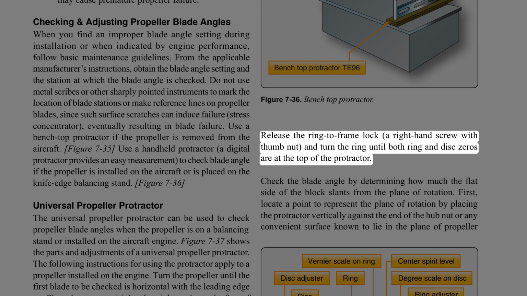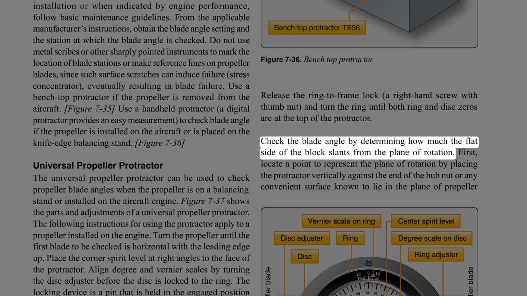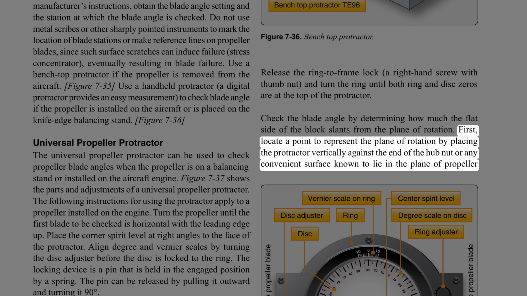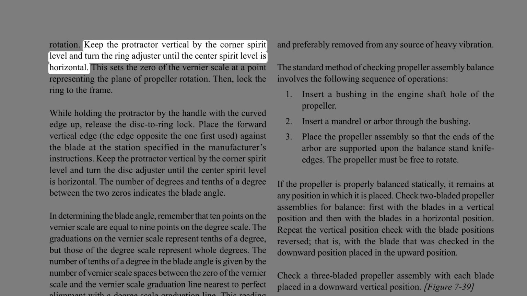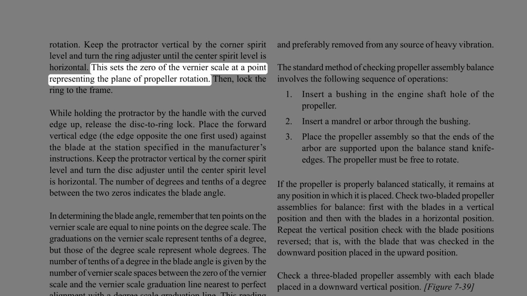Release the ring to frame lock, a right-hand screw with thumb nut, and turn the ring until both ring and disc zeros are at the top of the protractor. Check the blade angle by determining how much the flat side of the blade slants from the plane of rotation. First, locate a point to represent the plane of rotation by placing the protractor vertically against the end of the hub nut or any convenient surface known to lie in the plane of propeller rotation. Keep the protractor vertical by the corner spirit level and turn the ring adjuster until the center spirit level is horizontal. This sets the zero of the vernier scale at a point representing the plane of propeller rotation.